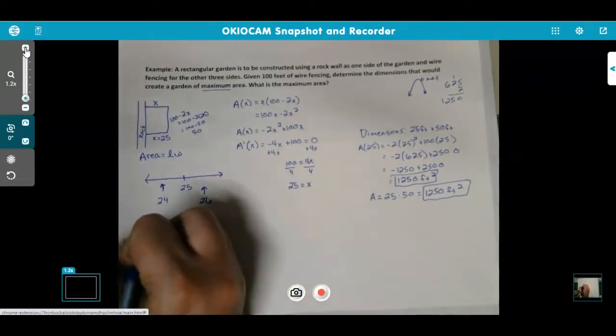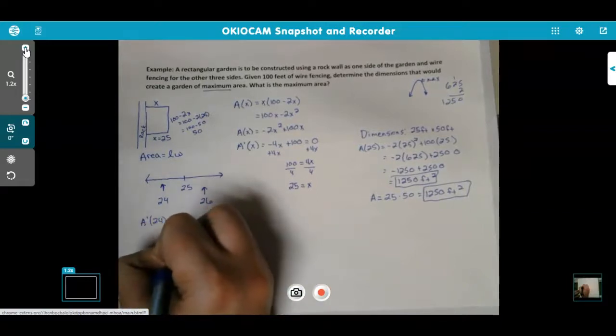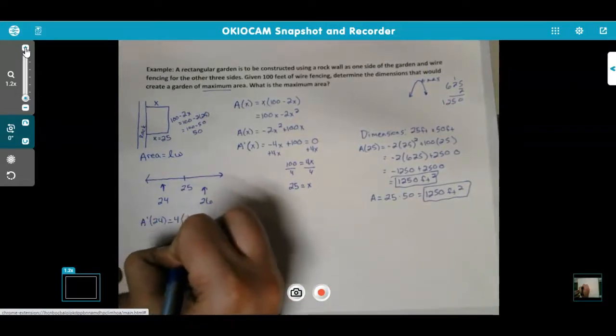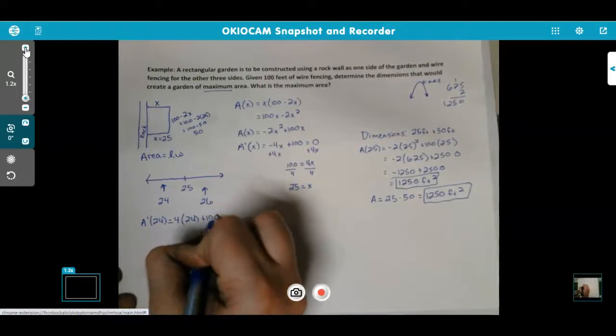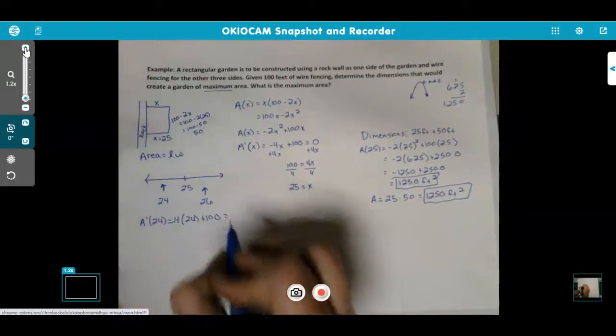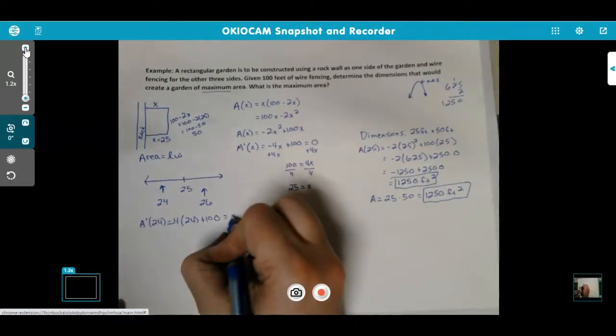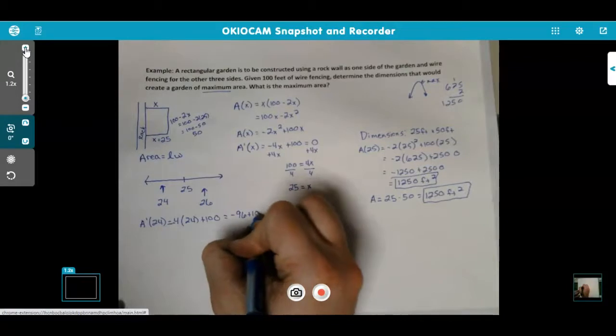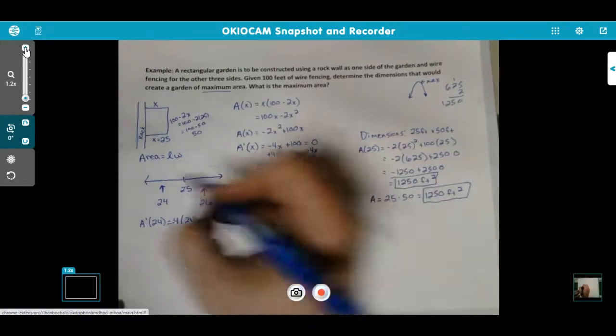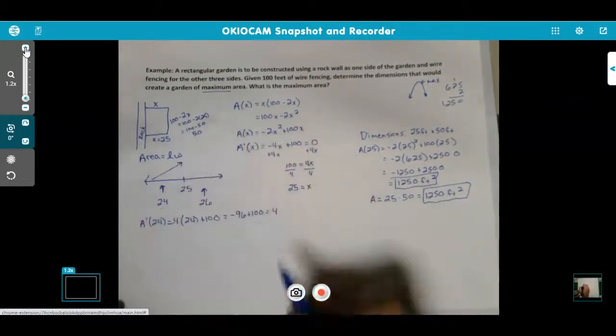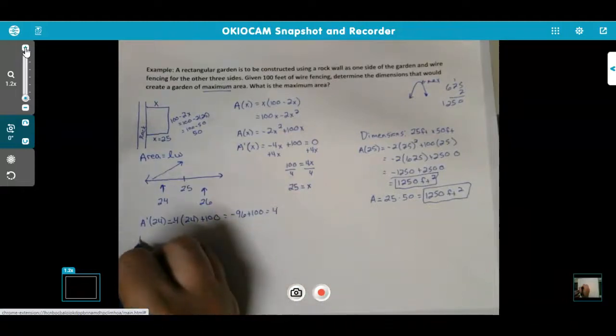So a prime of 24 would be negative 4 times 24 plus 100. Negative 4 times 24 is negative 96. So negative 96 plus 100, which gives you positive 4. So I'm increasing over here. Then do the same thing for 26.